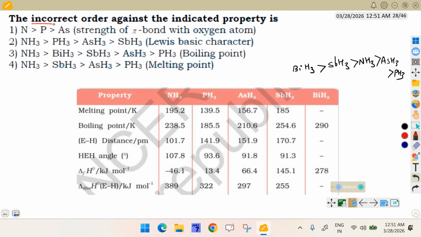The incorrect order against the indicated property is, boiling point order is incorrect. Which boiling point value is more? BiH3 boiling point value is very high. But here NH3 boiling point is given high. So this is incorrect order.